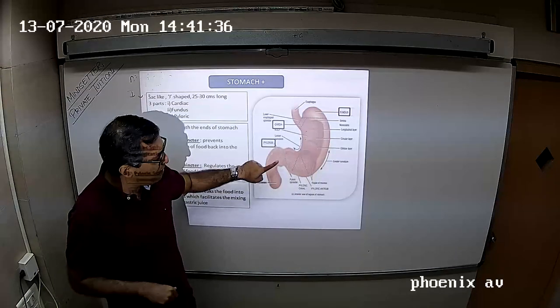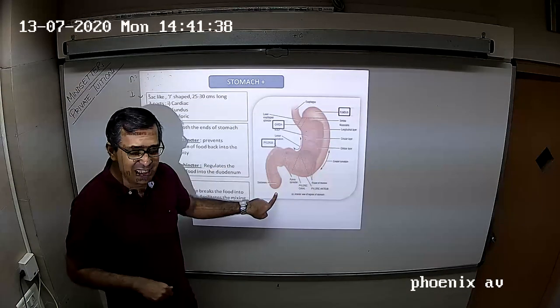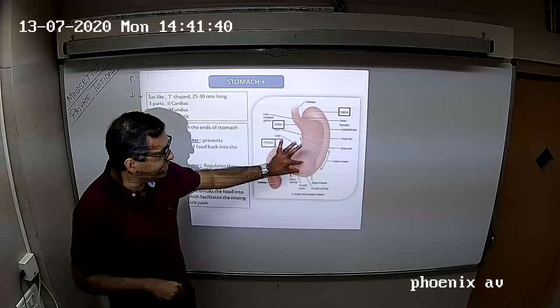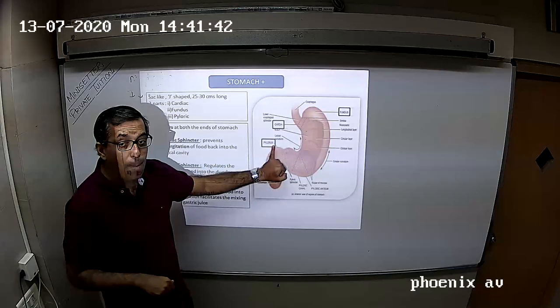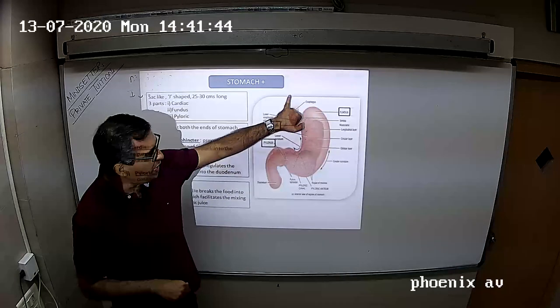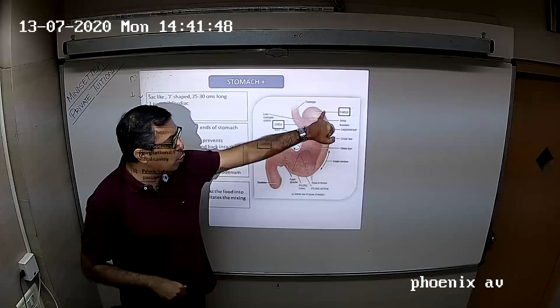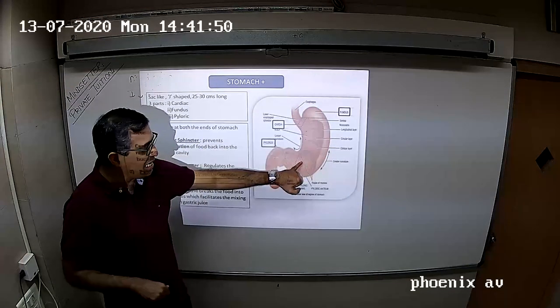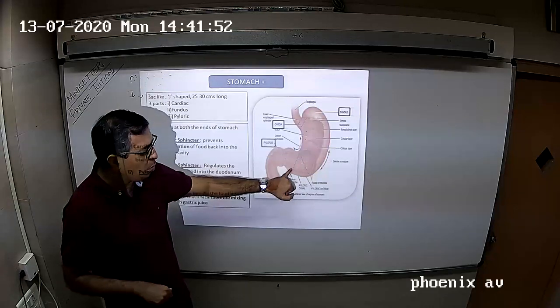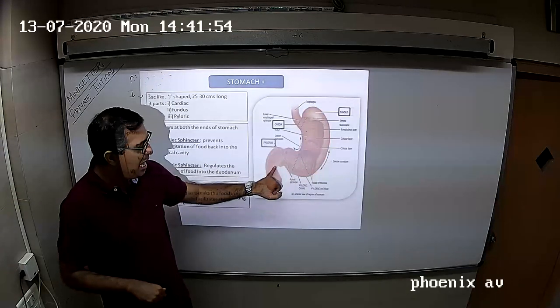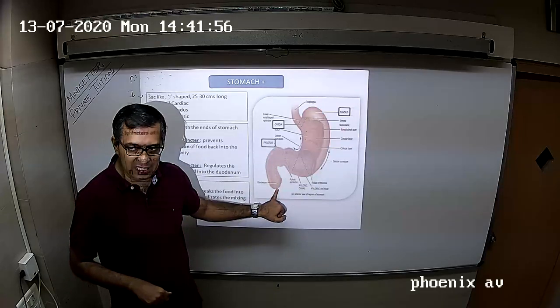And we have the fundus, the cardiac, the main body, and then we have a lower part which opens into the small intestine, and that part is called the pylorus. So esophagus opens into the cardiac stomach, cardiac ke upar we have fundus, and the stomach opens into a small part called pylorus and then opens into the small intestine.